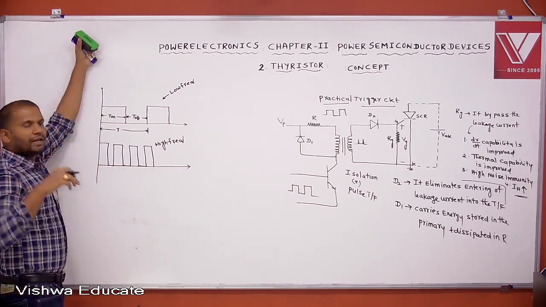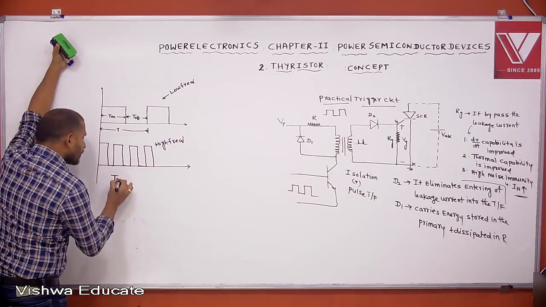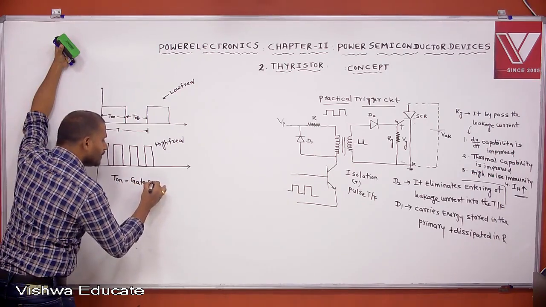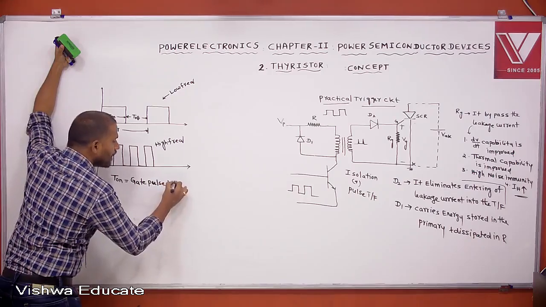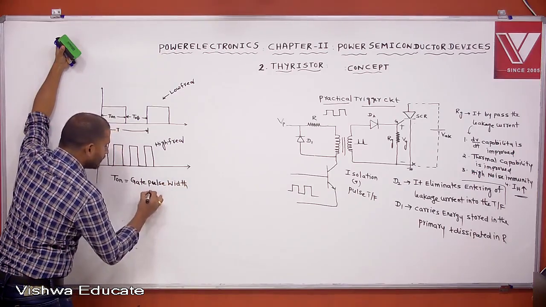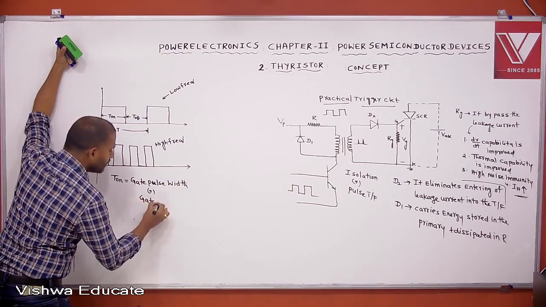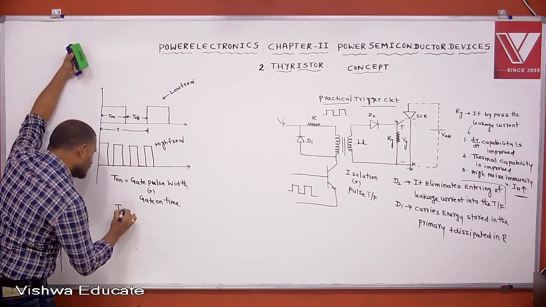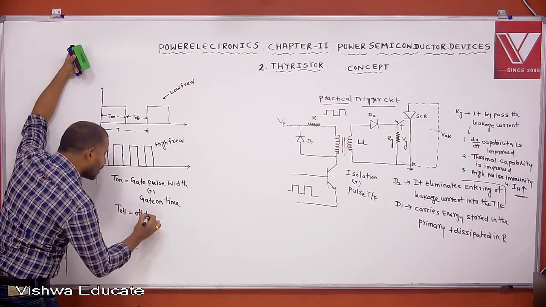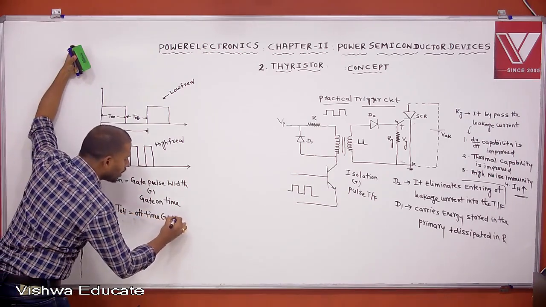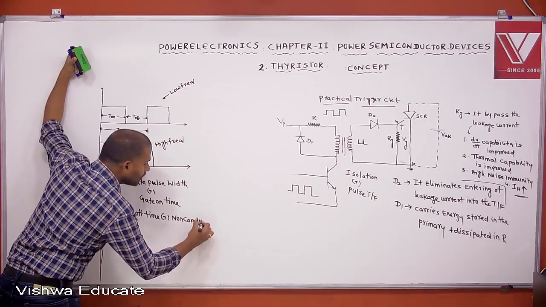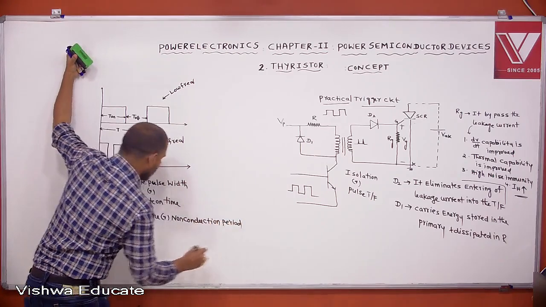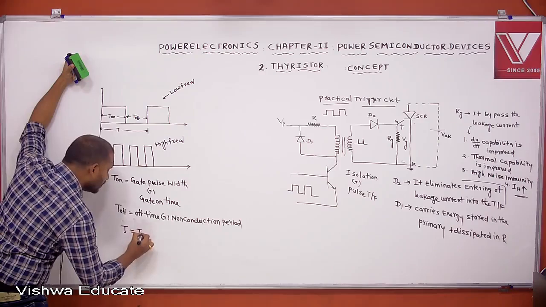In the case of pulse triggering, what is T on here? Gate pulse width. It is also called gate on time. What is T off? This is off time or non-conduction period. Then total time period T equals T on plus T off.